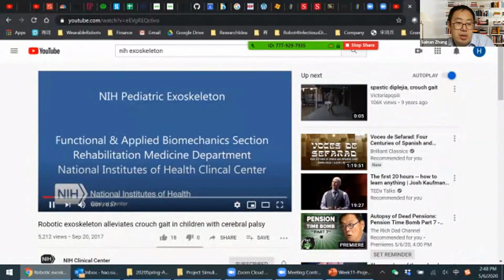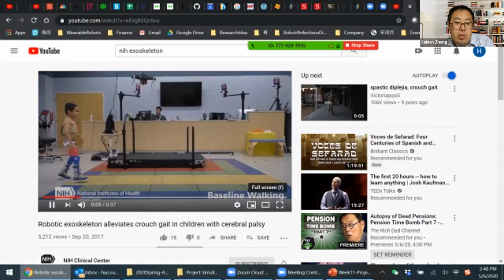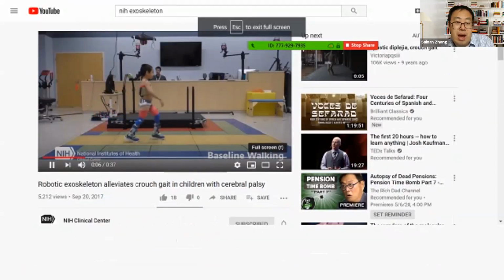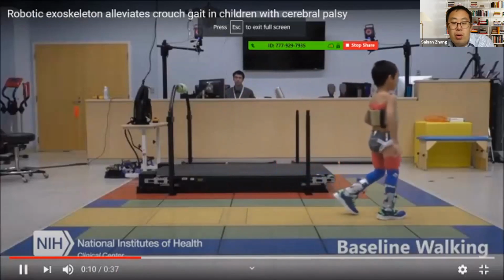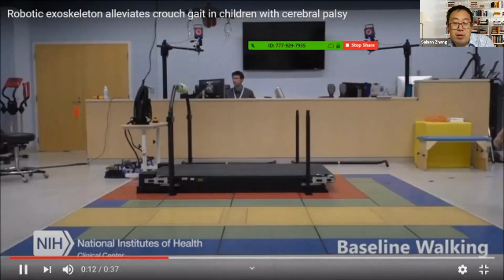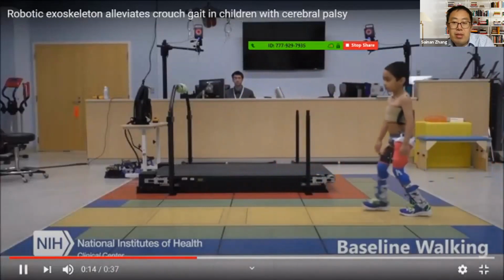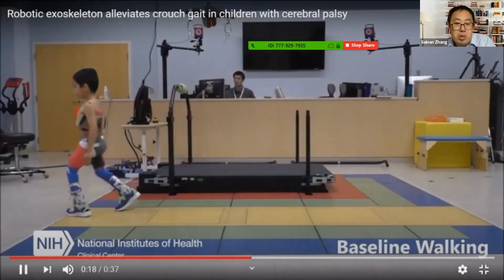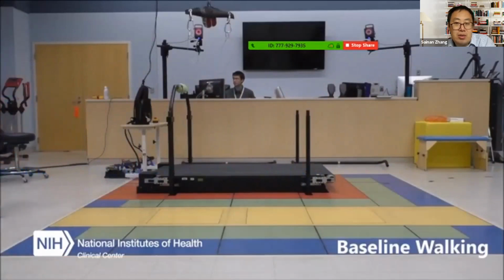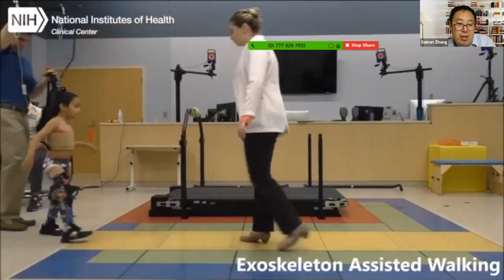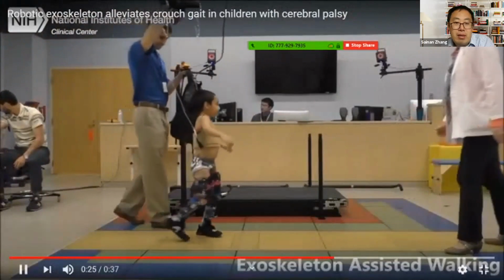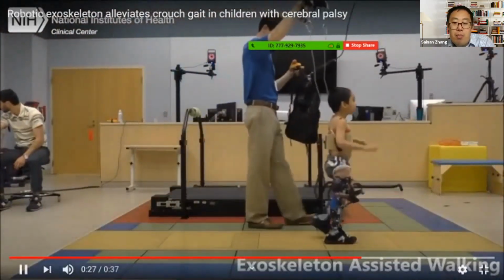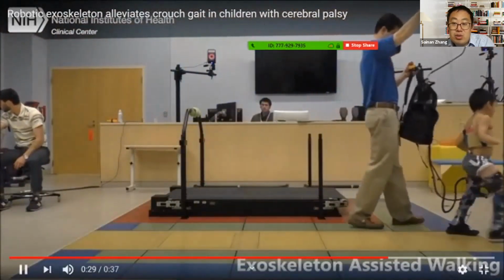Also, there's another project about an exoskeleton. We are working with the National Institute of Health, who are working on exoskeletons for children with cerebral palsy. My lab is working with the NIH, and we are developing a lightweight exoskeleton using this quasi-direct drive actuation. You can see that this child can walk better by wearing the exoskeleton.